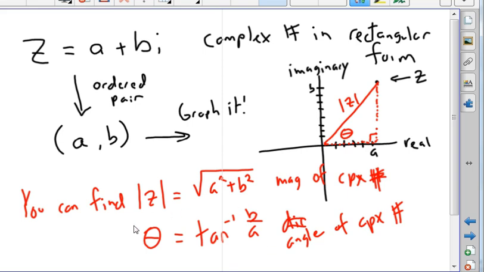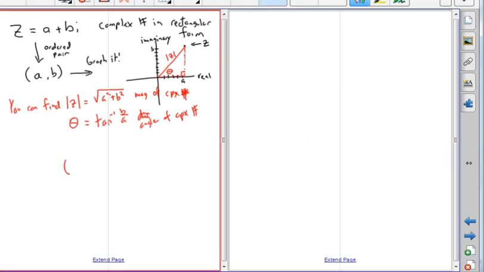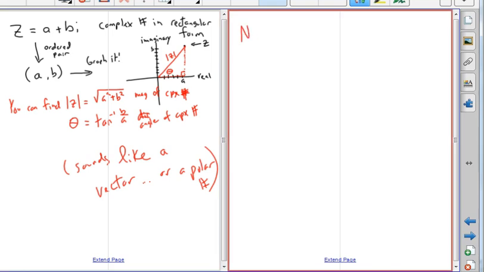And we'll talk about it, but we've seen this formula many times with vectors and with polar coordinates and whatnot. So yeah, this sounds a lot like the stuff that you do in vectors or polar coordinates and polar numbers. So yeah, lots of similarities there.